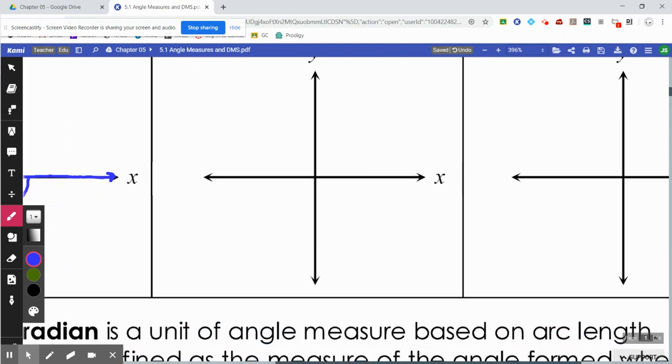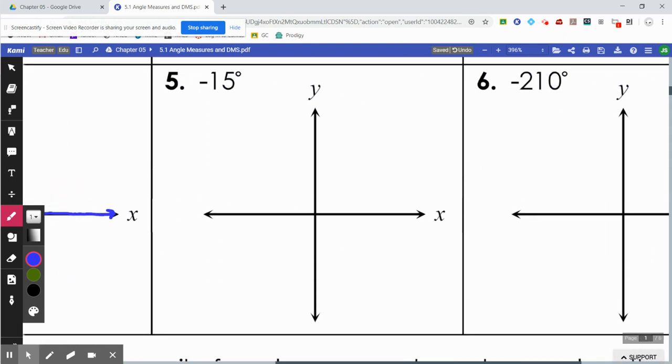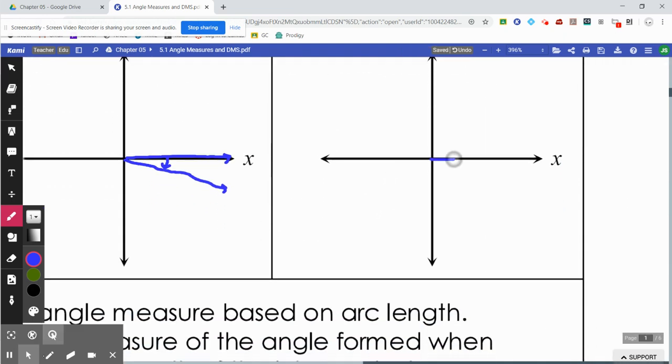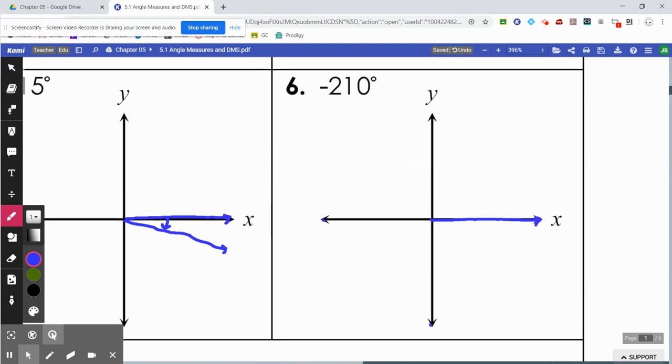Negative 15, again, we're going in the negative direction, so 15 degrees is going to be 1/6 of 90, so not very far. We're going to start with our positive x-axis and rotate about that far. Negative 210, again, start with your positive x-axis. This is 90, 180. So we're going to go a little bit beyond 180, so about right here. That'd be negative 90, negative 180, and then 30 degrees more would be negative 210.